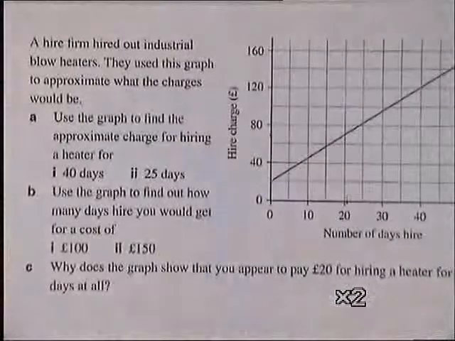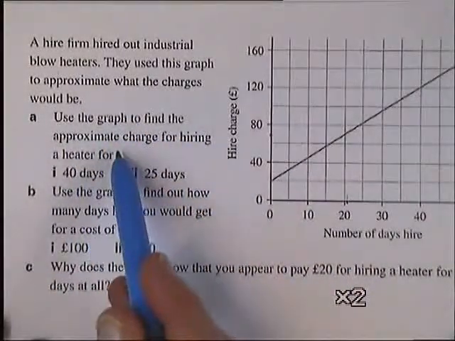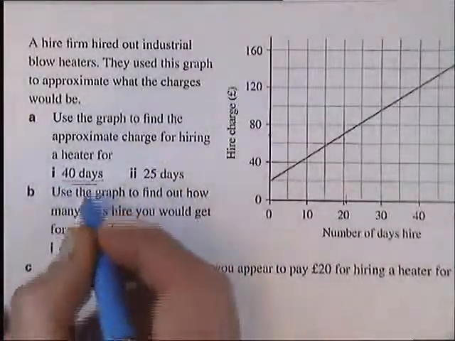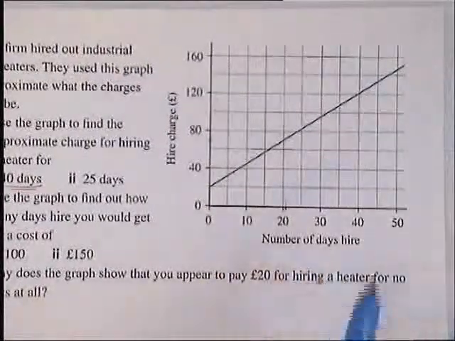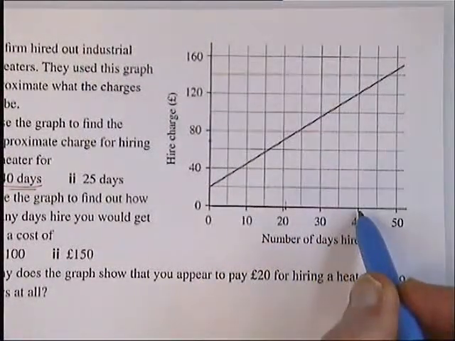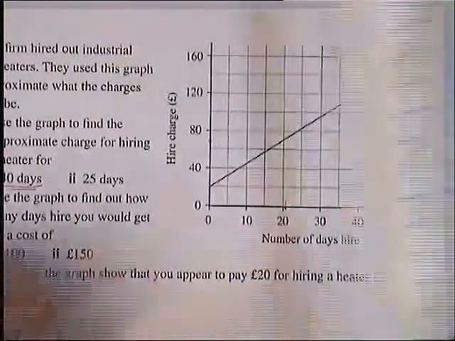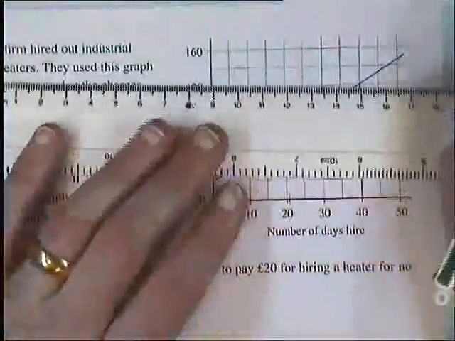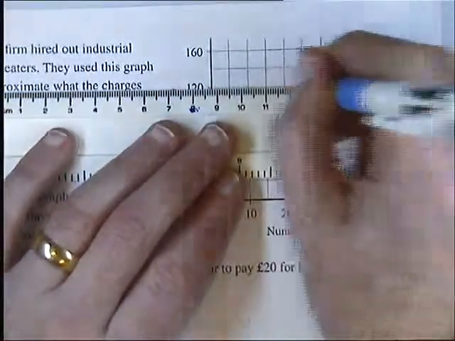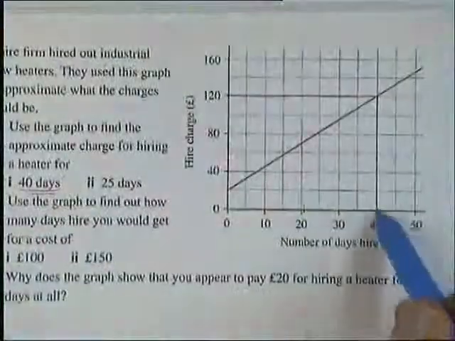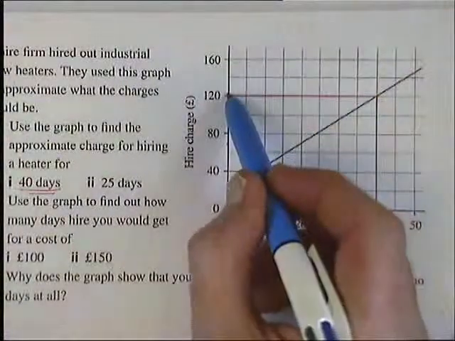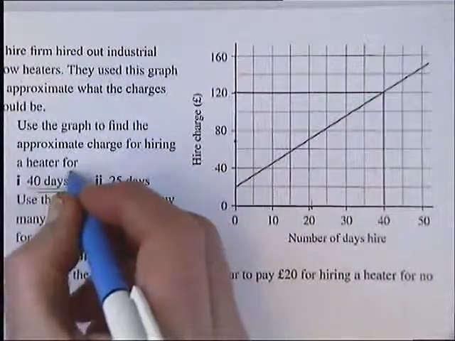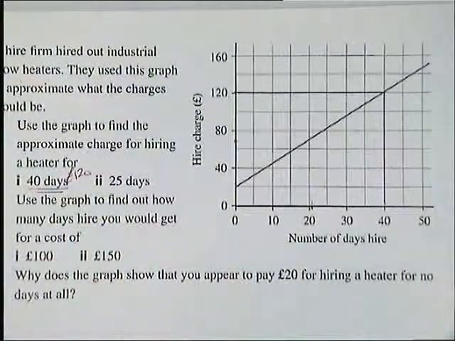The first question says, use the graph to find the approximate charge for hiring a heater for 40 days. So I'm given the information 40 days. On my graph I find where 40 is, and I go straight up to my graph line. I'm going to draw that on, and then I go along from where I got to, over to the left where the money is. So I went up from 40 to my graph line, across over here, and I've come to £120. So the charge for hiring that heater for 40 days would be £120.